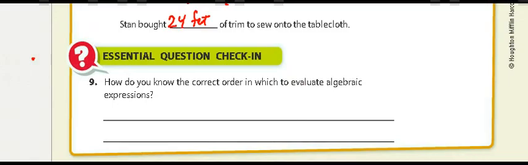Okay, and that leaves you with the essential question check-in. How do you know the correct order in which to evaluate algebraic expressions? So, before algebraic expressions, when we were doing things that had multiplication, division, exponents, what did we use to decide what order to do the stuff in? What was it called? Order of operations, exactly. So the only thing different now is, before you go through the order of operations, fill in the numbers for the variables. So whatever the variable is, plug that number in and then follow the order of operations.